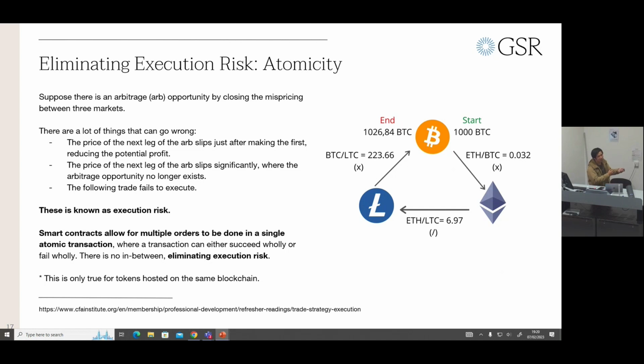And pretty much in that situation, what can happen is that it can either reduce your profit or cause it to slip enough that the arbitrage opportunity no longer exists. And because you've already made the first leg of the trade, you've already bought some ether with your Bitcoin, you're now in trouble. More so, you have to unwind your position, essentially sell off your ether and then go backwards.